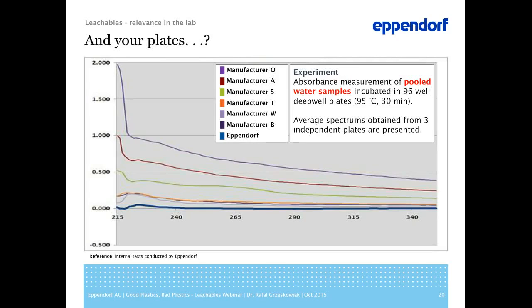And how about the plates? And the answer is it might get even worse. So here we used the same photometric assay and evaluated absorption spectra of water samples incubated in 96 deep well plates, and the resulting spectra are shown here and represent pooled samples of 3 independent plates. So it's important to note here that these are pooled samples from 3 independent plates. And most of the plates from different manufacturers tested showed high levels of UV-absorbing leachables, and this was pretty much consistent with our findings done with the tubes. What was, however, very surprising is shown in the next slide.